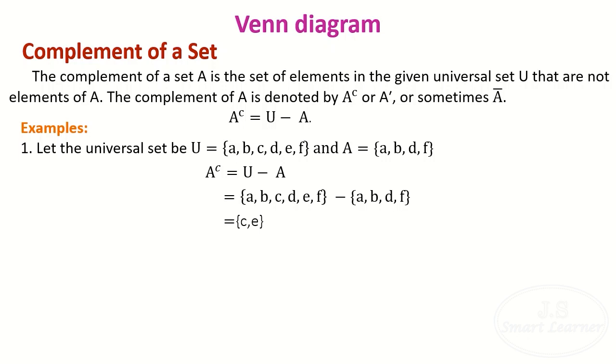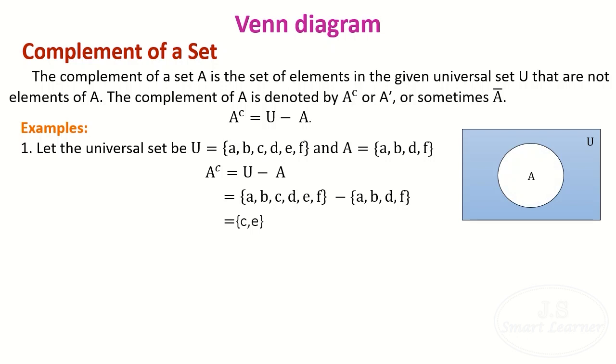Let us see the Venn diagram. A rectangle is the universal set U. Take a circle, set A, inside the universal set. All elements of set A are subtracted from universal set U. Then the remaining elements are C and E. The shaded region in the universal set is the complement of set A.